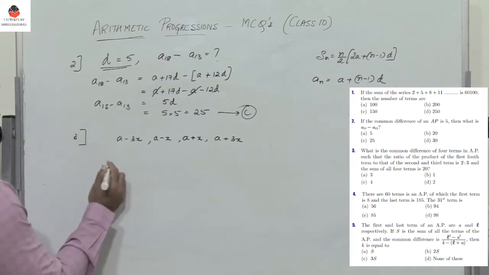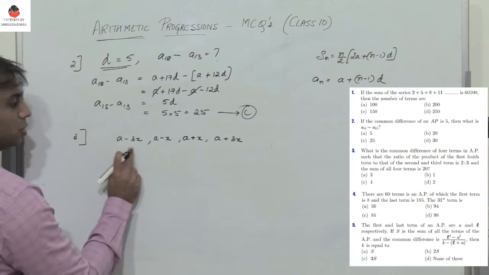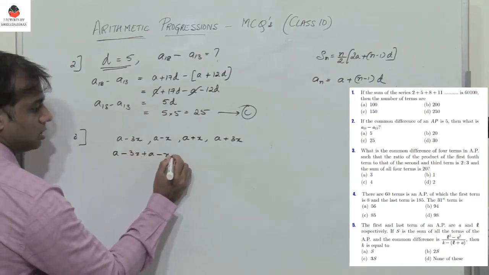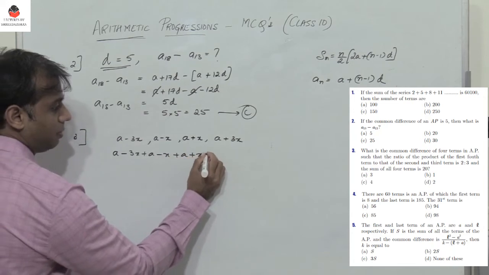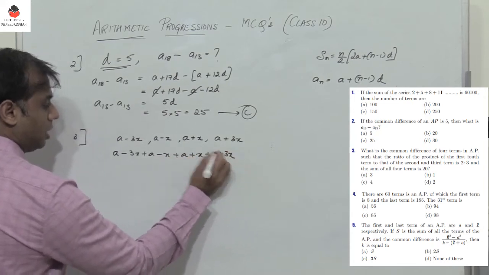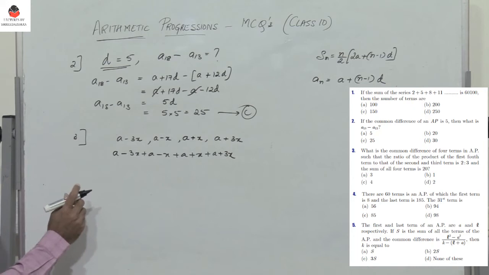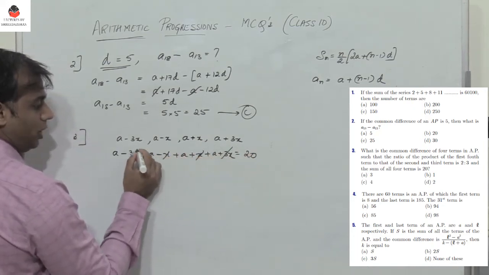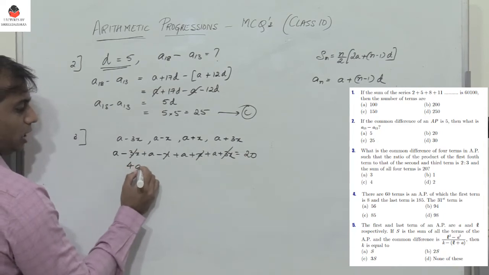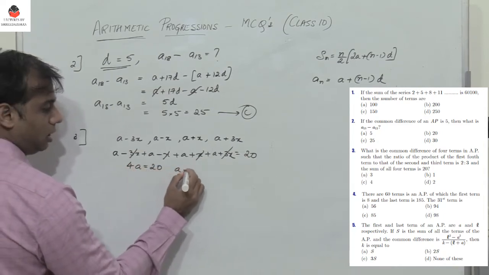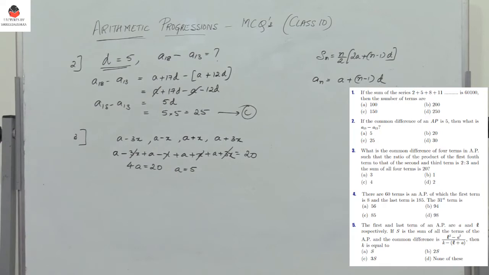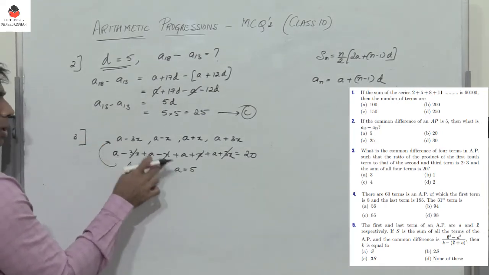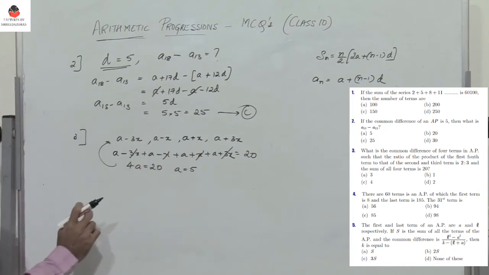Now given the sum of all these 4 terms, if I add the 4 terms, a minus 3x plus a minus x plus a plus x plus a plus 3x, it's been given that it is equal to 20. So x gets cancelled, so 4a equals 20, and what is a? A is equal to 5. Right? So representing the terms in this way will help us to find the value of a very easily.